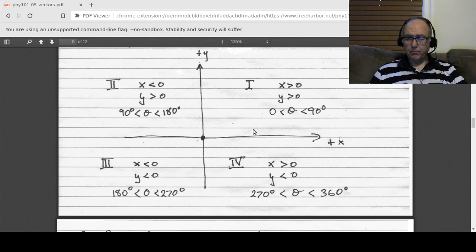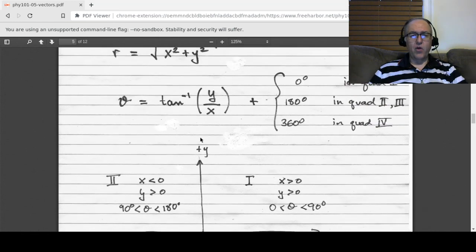Now, if you want to identify the quadrant you're in and all you have is x and y, you can still do it. In quadrant number 1, both x and y are positive. In quadrant number 2, x is negative, but y is positive. In quadrant 3, both x and y are negative, and in quadrant 4, x is positive and y is negative. So it's pretty easy to identify which quadrant you're in.